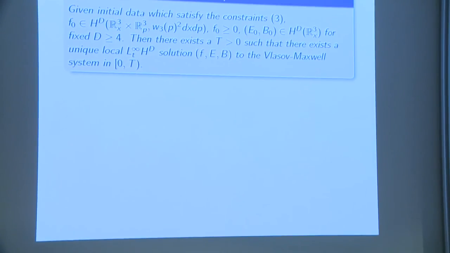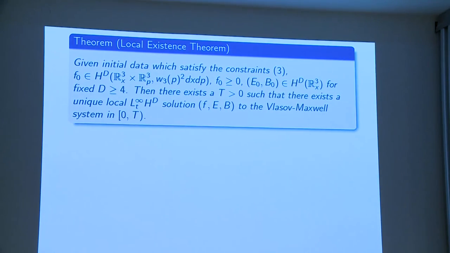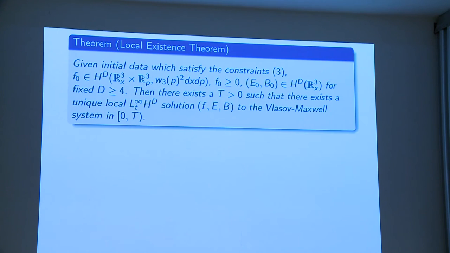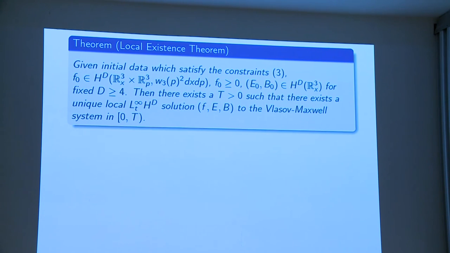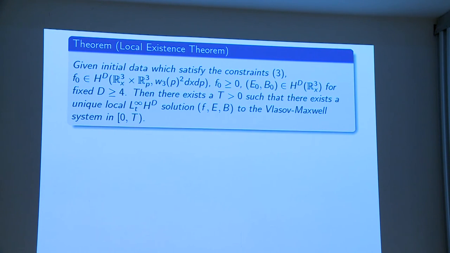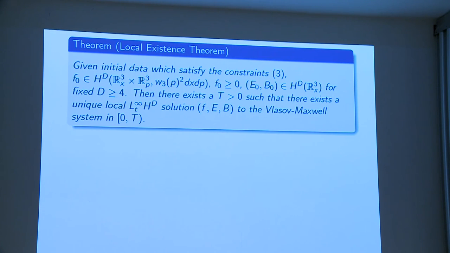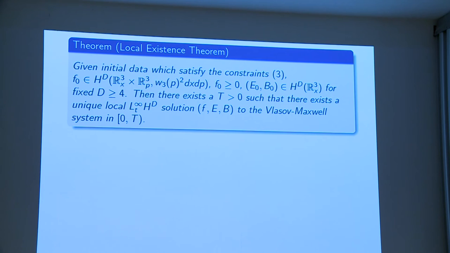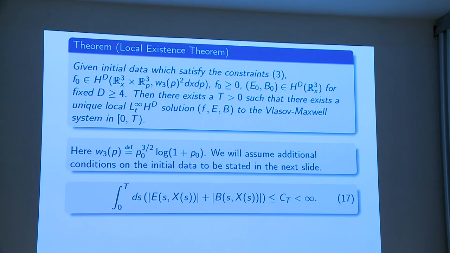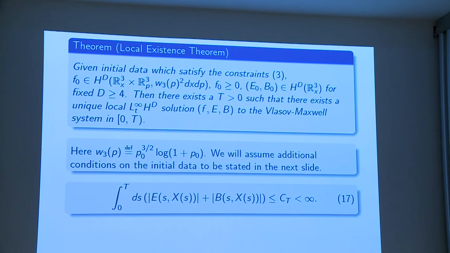Okay, so now I'll state a theorem. Given initial data that satisfy the constraints on the divergences, and given the initial data is in a weighted Sobolev space H^D, where D is greater than 4, then you can prove the local existence theorem. And here the weight is just P0 to the 3/2 times log of 1 plus P. It's used for technical reasons in the local existence theorem. You need some decay.